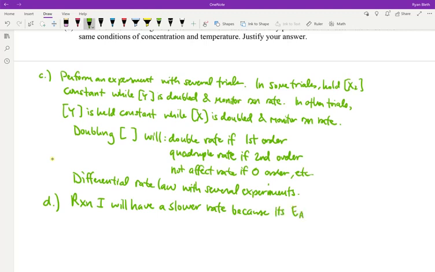And you can write out activation energy, or you can abbreviate it. And then don't forget, when you use comparative words like greater, don't just end on greater. Greater than what? Greater than reaction 2's activation energy.